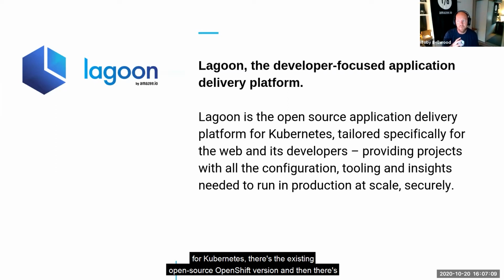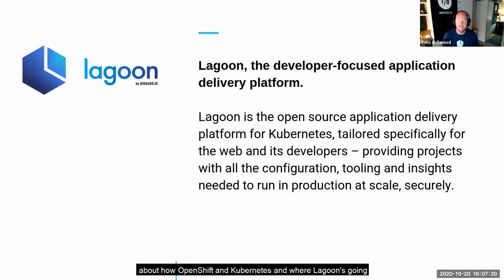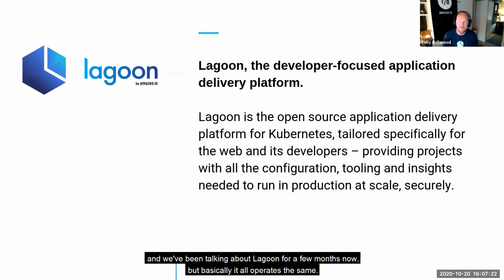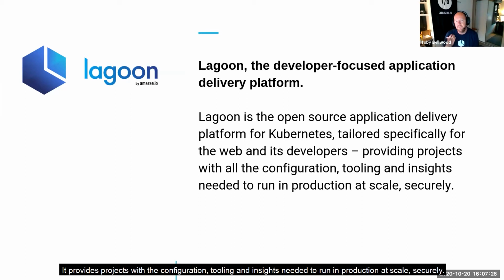There's the existing open source OpenShift version, and then there's the version that works for Kubernetes. You'll hear a little bit from us in the coming months about OpenShift and Kubernetes and where Lagoon's going. We've been talking about Lagoon 2 for a few months now, but basically, it all operates the same. It provides projects with the configuration, tooling, and insights needed to run in production at scale securely.